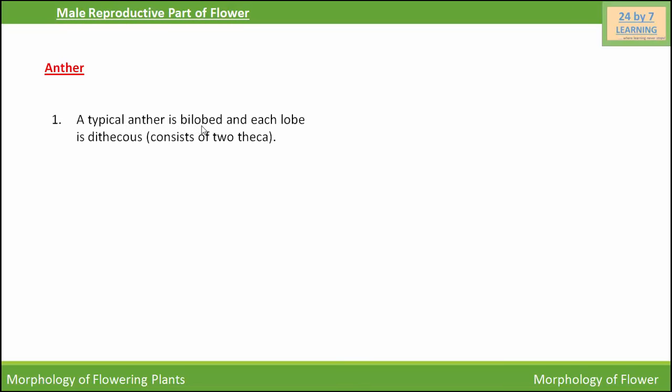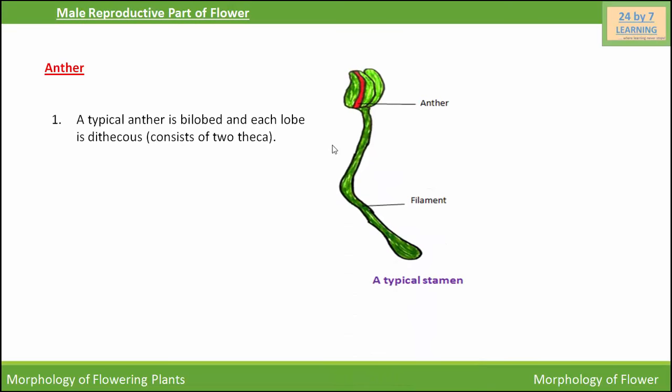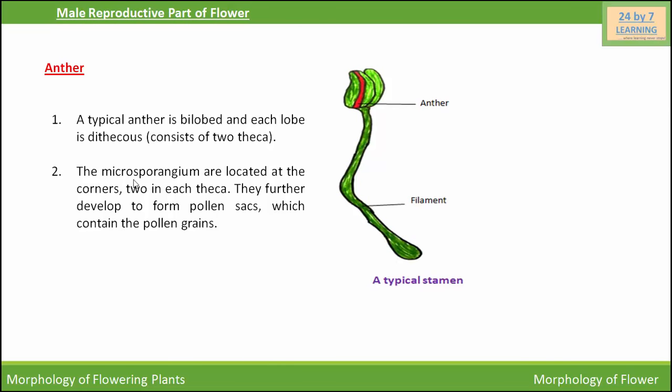Next we are going to discuss the male reproductive part of the flower, that is stamen. As I told you, stamen is composed of anther and stalk-like filament. A typical anther is bilobed and each lobe is dithecous, that means it consists of two theca. So this is the structure of stamen, this is the anther and this stalk-like structure is filament.